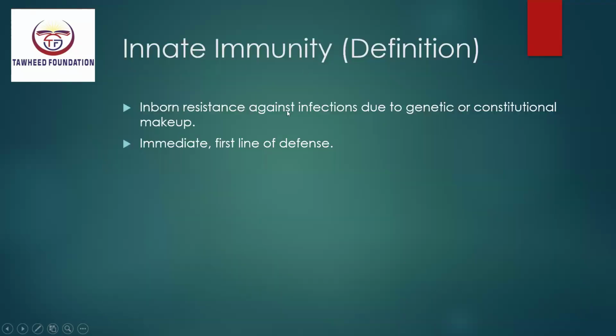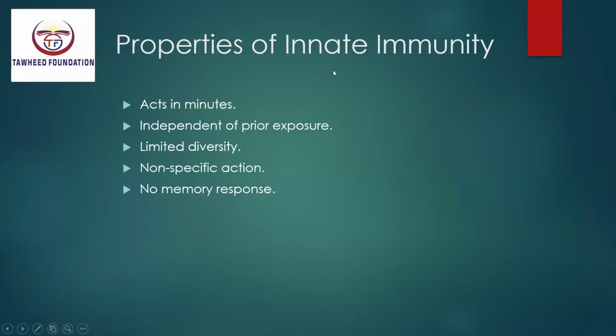Innate immunity. Innate immunity is the inborn resistance against infection that an individual possesses right from birth due to his genetic or constitutional makeup. So, it is immediate, that is the first line of defense. Properties of innate immunity. First, it acts in minutes. Innate immunity is the first line of defense against infections and occurs immediately after microbial entry. Second, microbial exposure is not required.